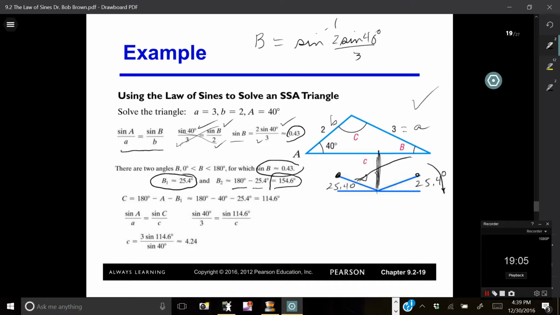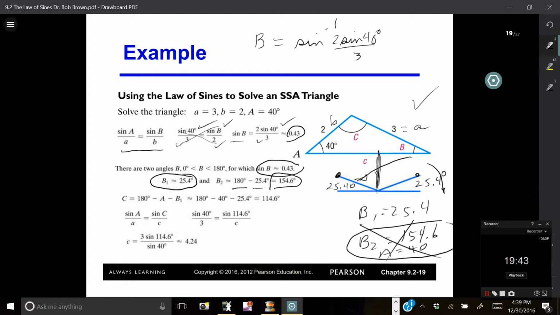So we have a possible B1 is 25.4 and a possible B2 is 154.6. But would this work? Notice that B2 is 154.6 and A is equal to 40, meaning that the sum of A and B2 is more than 180 degrees, so we know we have no triangle if we had a B2 of 154.6.